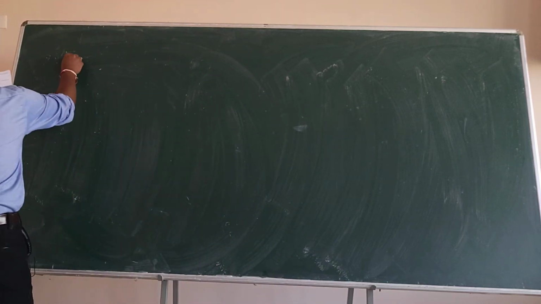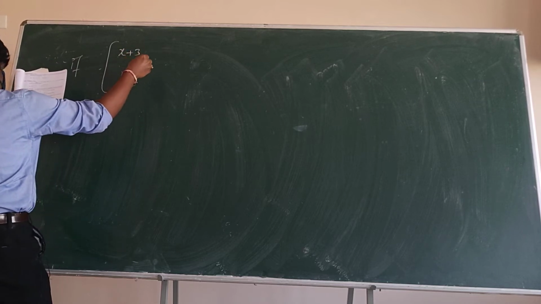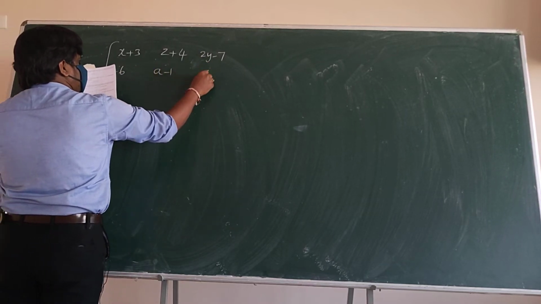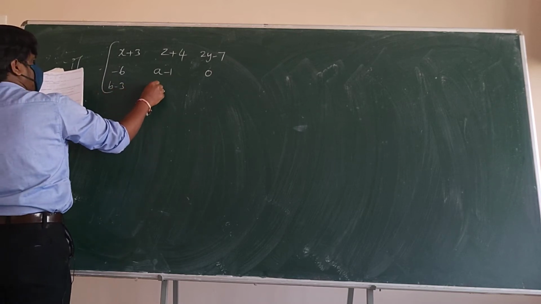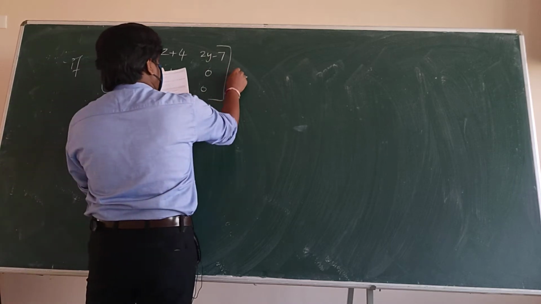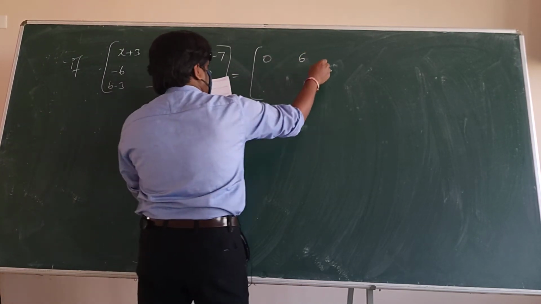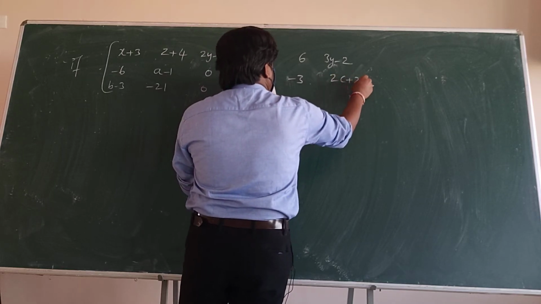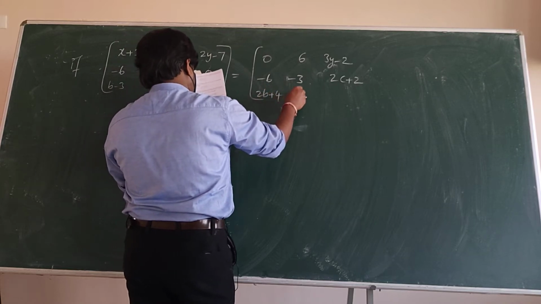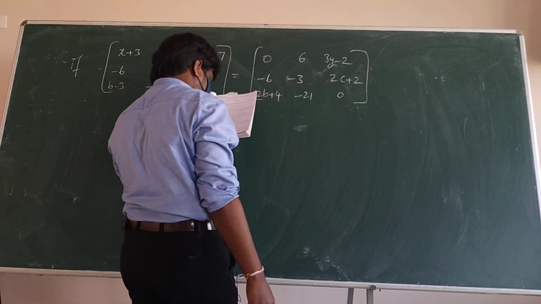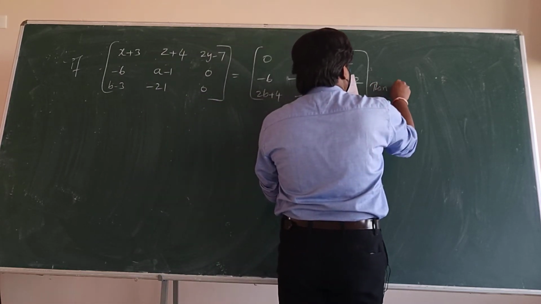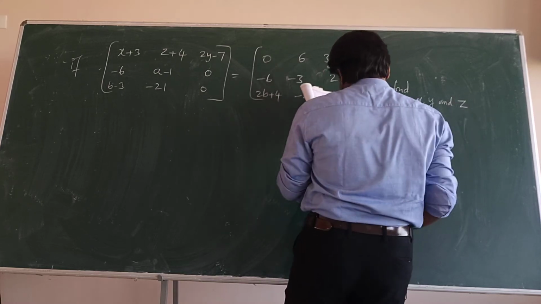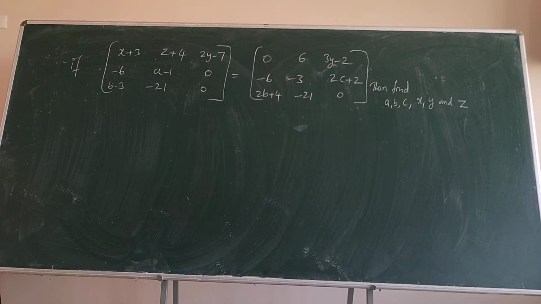Write down. If [x plus 3, z plus 4, 2y minus 7; minus 6, a minus 1, 0; b minus 3, minus 21, 0] is equal to [0, 6, 3y minus 2; minus 6, minus 3, 2c plus 2; 2b plus 4, minus 21, 0], then find the values of a, b, c, x, y and z. These two are equal matrices, you have to find these values.